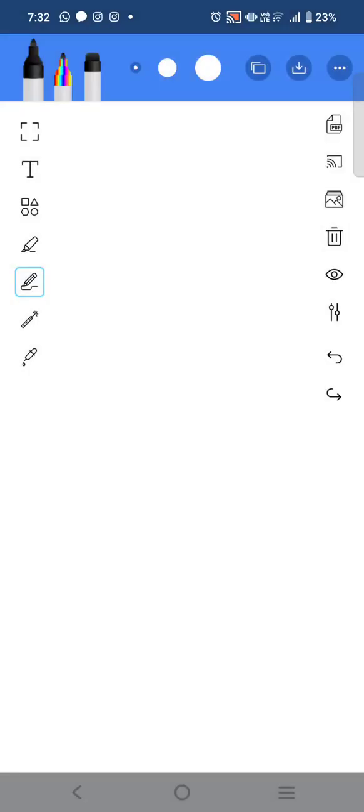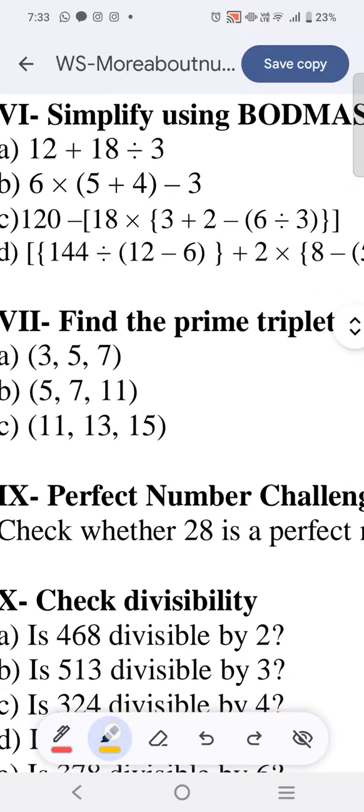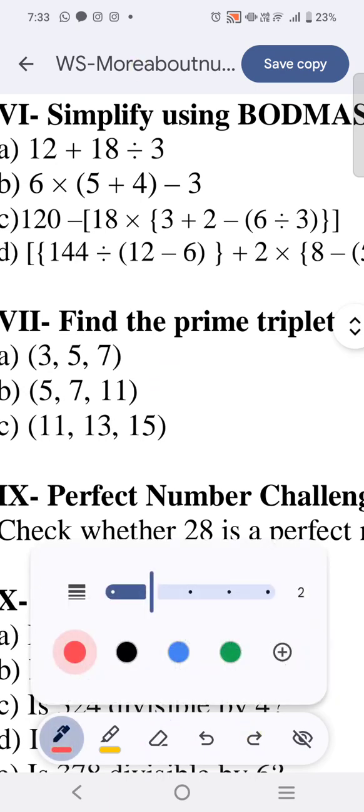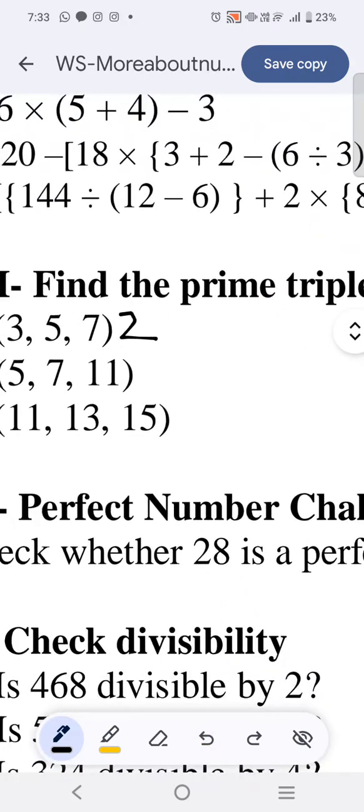That is it. Okay, so let's go and do the worksheet now. The prime triplet in here is this one. This one is not a prime triplet. And this is the only one which is a prime triplet. So let's take this pen. Let's zoom in a little bit. Let's just write no, that would be easier because you have to do a lot of work.